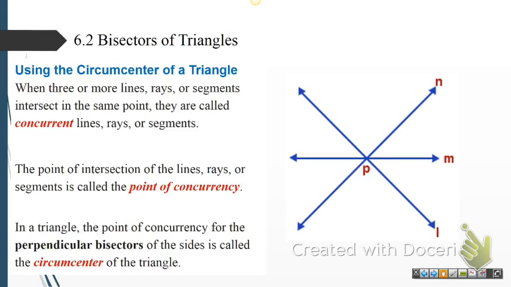The first vocabulary word that we need to learn today is the word concurrent. When three or more lines, rays, or segments intersect at the same point, they are called concurrent. And they meet at the point of concurrency. So the point of concurrency is just where they all intersect one another. In a triangle, the point of concurrency for the perpendicular bisectors is called the circumcenter.